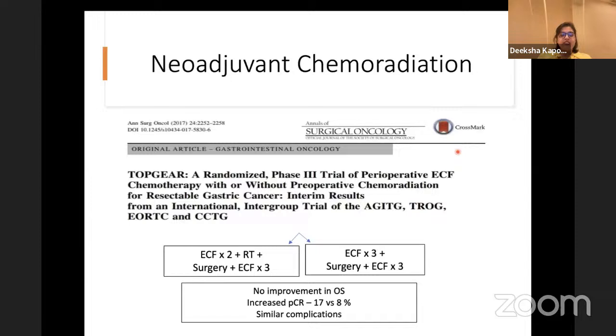The next relevant question, of course, is, can radiation be used in the preoperative setting? So the TOPGEAR trial actually went out to see if there was a benefit in giving radiation before operation, given that there was a benefit of giving radiation after the operation, like the SWOG intergroup. But they found out that there was no improvement in overall survival, although it did increase the complete pathological response rate from 8% to 17%, but there was no translation of this benefit into overall survival, and the complication rate was similar.